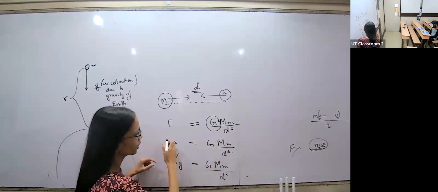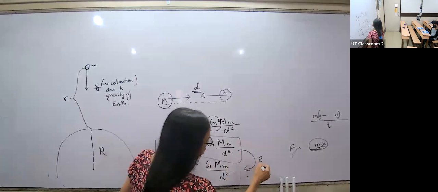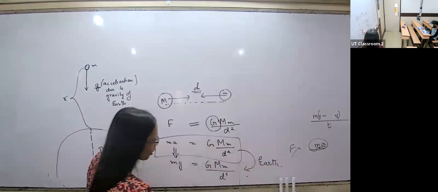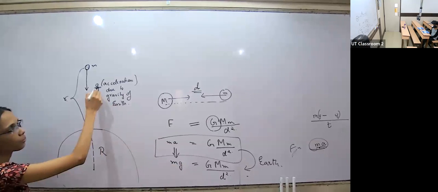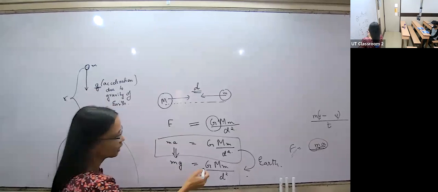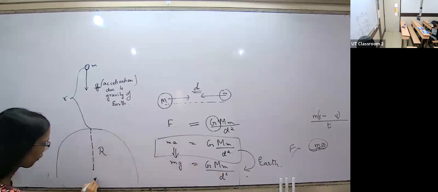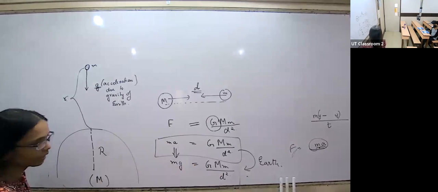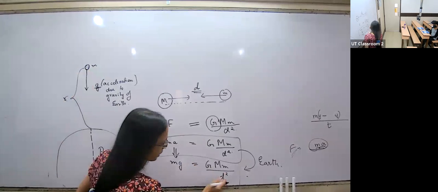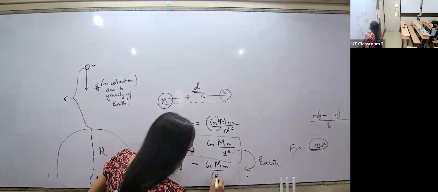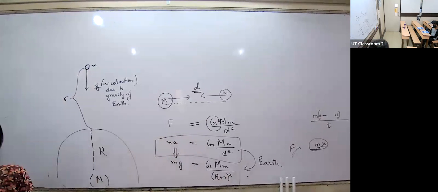Now this whole thing we are talking with respect to Earth. When we talk with respect to Earth and a body falling on Earth, the acceleration will become acceleration due to gravity of the Earth, which is represented by letter g. G is the gravitational constant. Capital M is the mass of the Earth, and small m is the mass of the body which is falling, and this distance can be rewritten as R plus r, the whole squared. Are you getting the point?